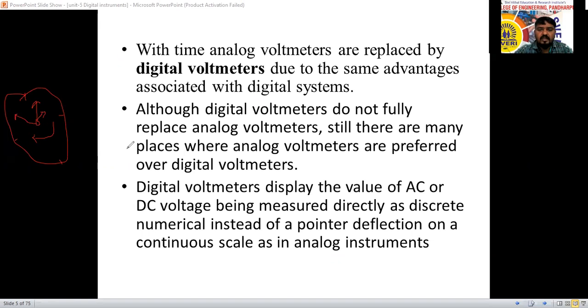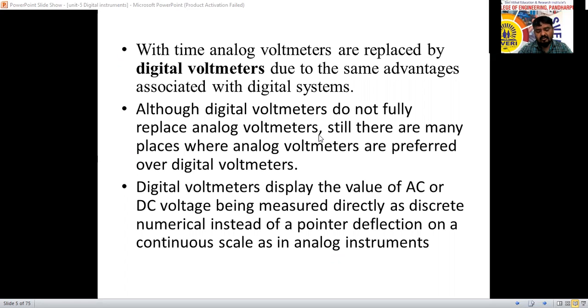So day by day, with time, analog voltmeters are replaced by digital voltmeters due to some advantages associated with the digital system. Comparing with analog, digital voltmeters or the digital system have some advantages. For that reason, everyone is shifting to digital. Although, digital voltmeters do not fully replace analog voltmeters.